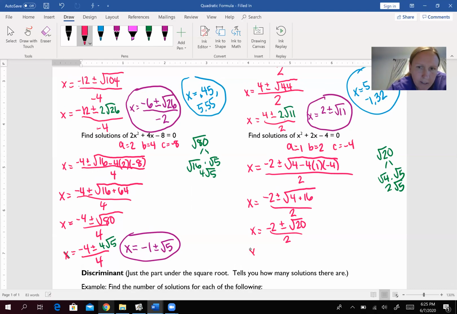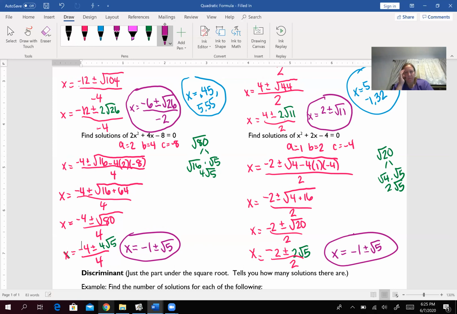So it becomes x equals negative 2 plus or minus 2 root 5 over 2. Divide all your 2's out, and we still end up with x equals negative 1 plus or minus root 5. So it works out the same. Our numbers are a little bit smaller to work with. So if you notice you can divide something out, feel free to do so. It will still give you the same answer.